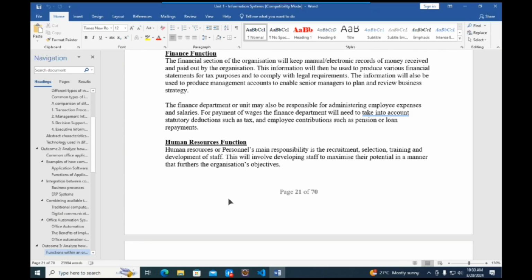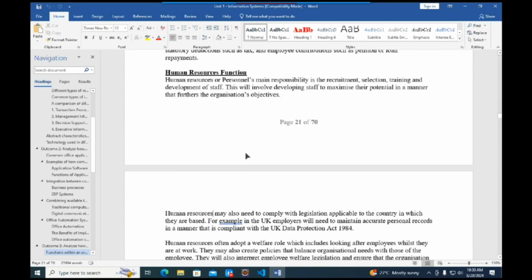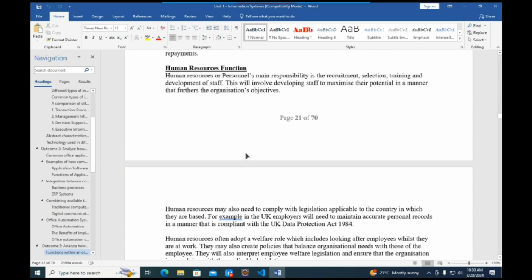for the unit to be able to pay salaries, of course, they have to take your account details. They have to look at the deductions that are supposed to be made from your account. For example, what tax you have to pay, and if you have pension, or if you have a loan, all that is the work that is done by the finance unit. Then we have the human resources unit, led by the human resource manager.